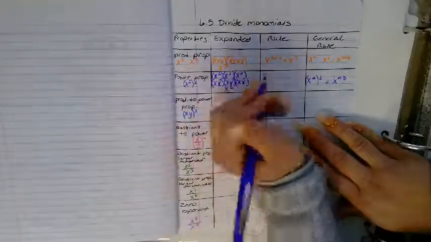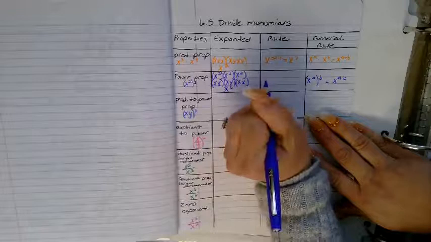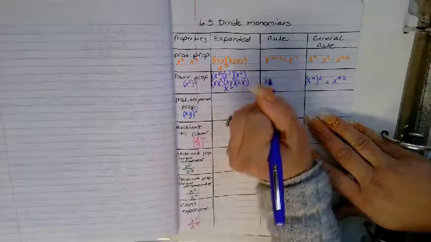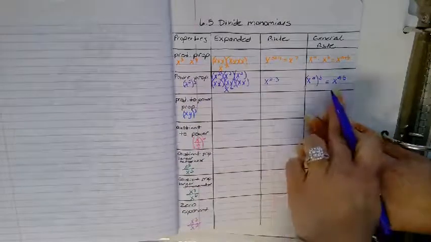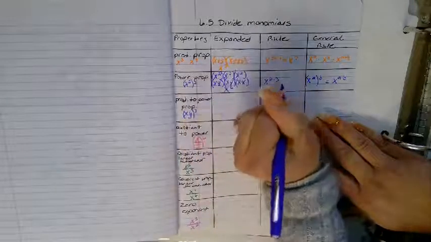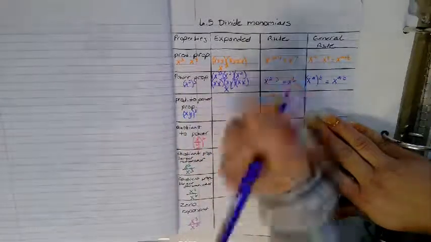Alright, so then let's look at this rule with this example. We have x would be 2 times 3, right? If we're looking at the general rule over here, which would give us our x to the 6.